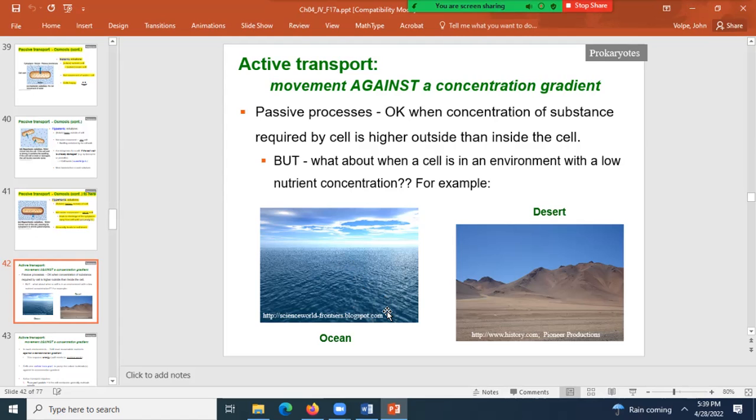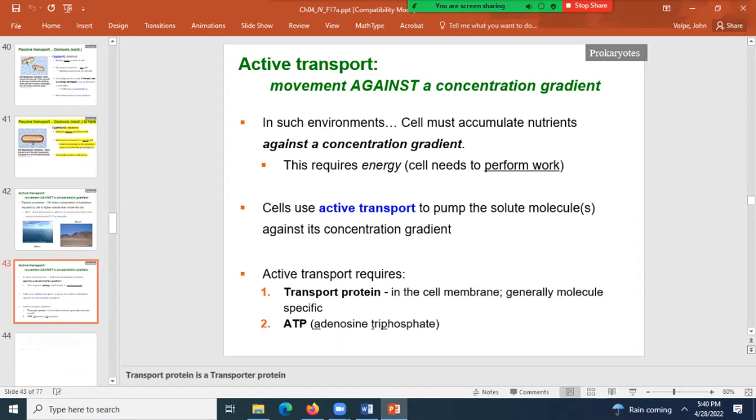But what about when a cell is in an environment with a low nutrient concentration? What's the cell going to do? Like a cell in the ocean, very little nutrients in ocean water, or a cell in the desert, very little nutrients in the desert. What the cell does is it uses active transport to bring the nutrients into the cell.